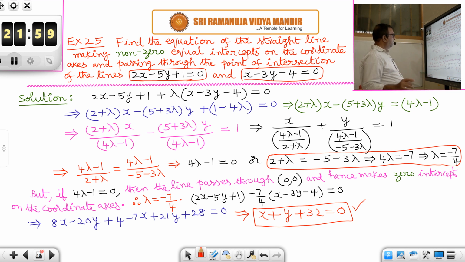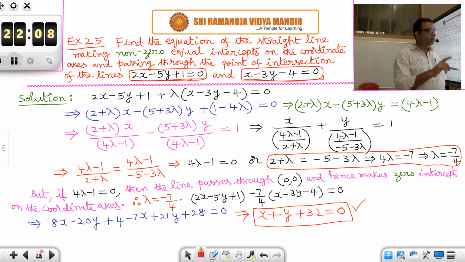Okay. So, you know that any line passing through the intersection of L1 equal to 0 and L2 equal to 0 will be in what form? L1 plus lambda L2 equal to 0. So, I have taken the line in that form. First line plus lambda into second line. So, I have put it in the form ax plus by plus c is equal to 0. Okay.